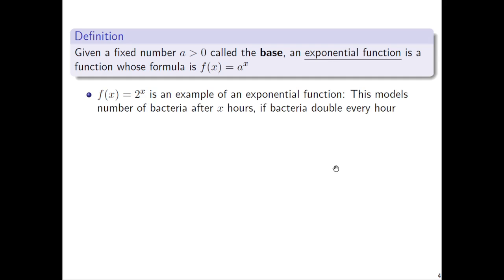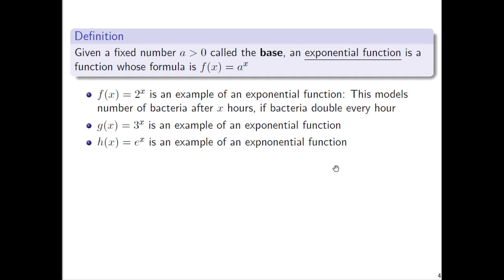This is what would model the number of bacteria you have after x hours if bacteria double every hour. For example, g of x equals 3 to the x is another example of an exponential function. H of x equals e to the x is another example. Don't let the e throw you off. E is just a number. It's about 2.7. So 2 to the x, 3 to the x, e to the x, you should treat them all just the same. There's no need to treat the e as if it's something really different.